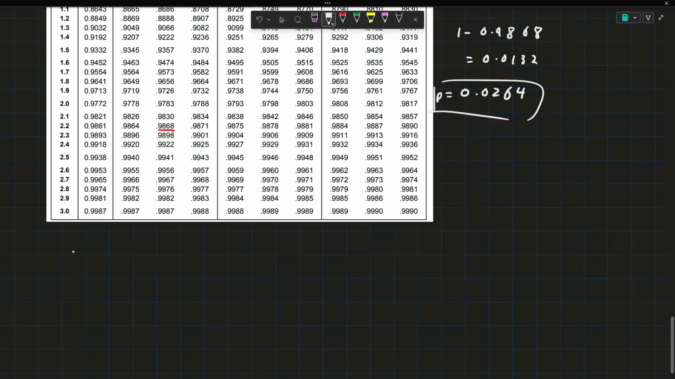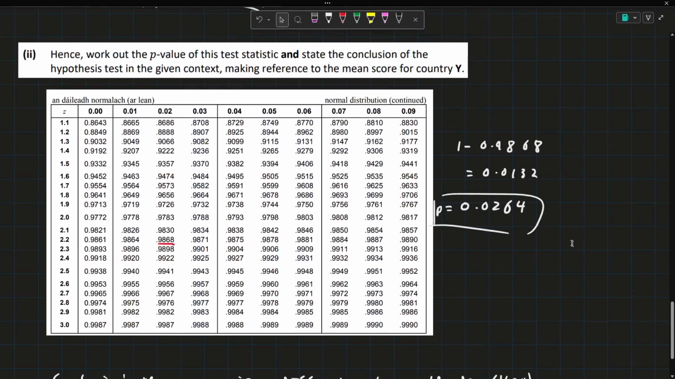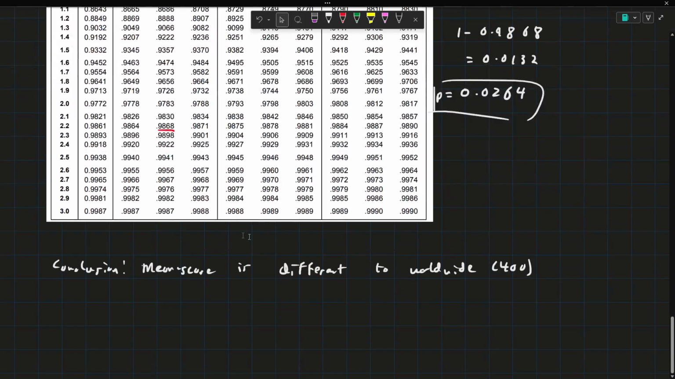So the conclusion that we can draw is that the mean score is different to the worldwide, which was 400. So again, it's really unlikely that this is just an outlier. There's only a 2.6% chance of that happening. It's one way you can interpret it. So that means that our conclusion we can draw at 5% significance is that it must be different.